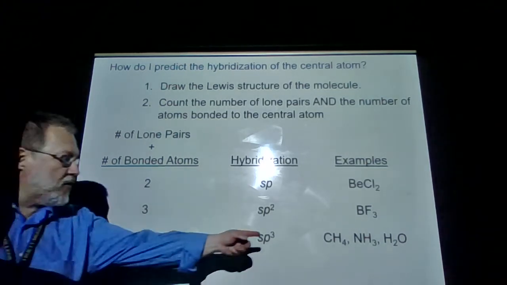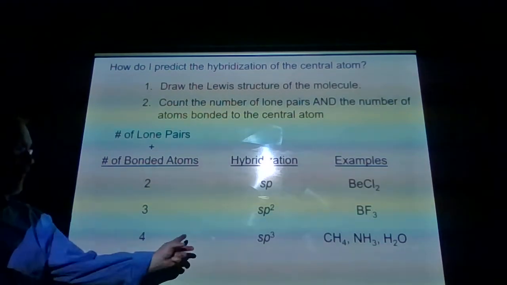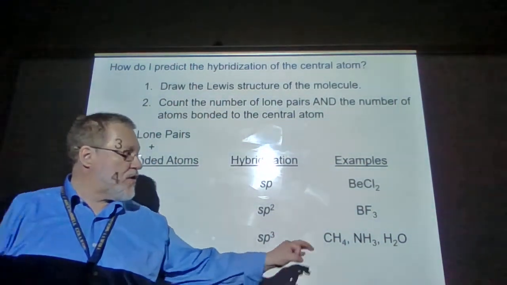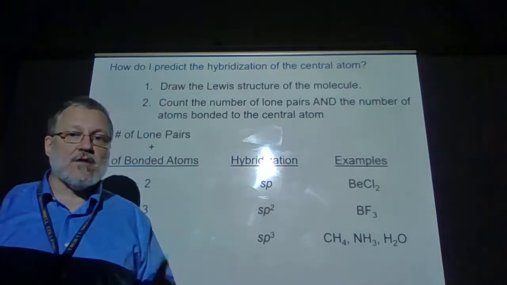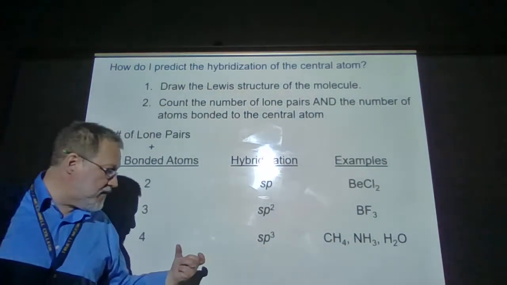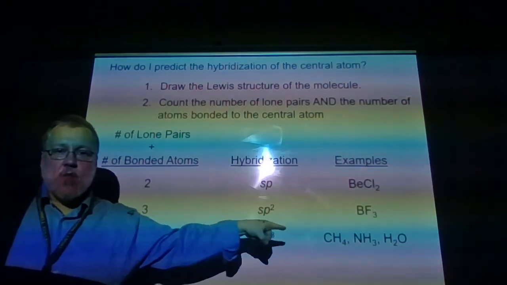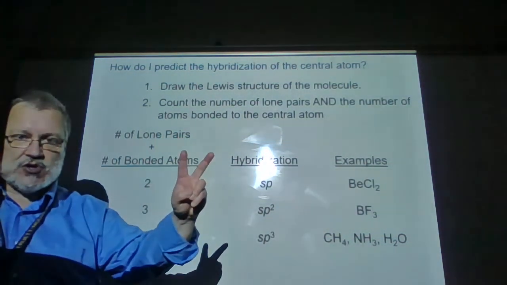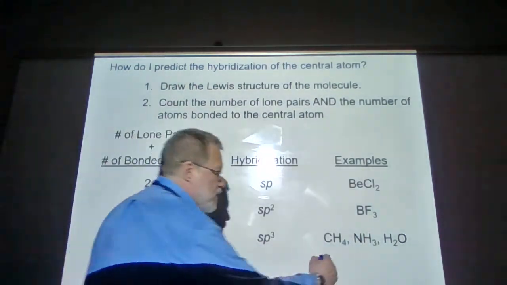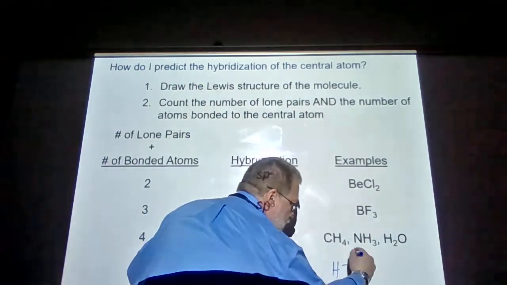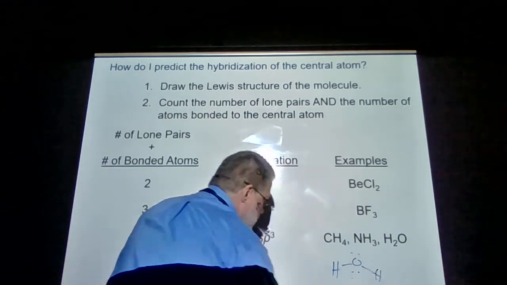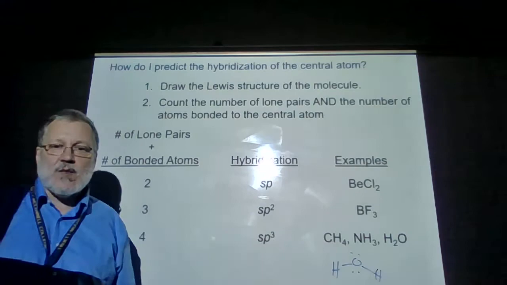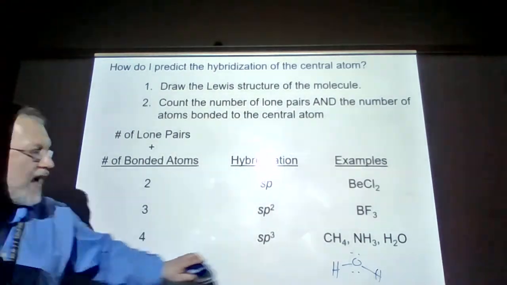Methane. Any lone pairs on your carbon? No. 4 things bonded to it. Ammonia. How many atoms bonded to it? 3. How many lone pairs? 1. 3 and 1 is 4. Water. How many things are bonded to your center oxygen atom? 2. How many lone pairs? 2. 2 and 2 is 4. Center atom is sp3 hybridized.